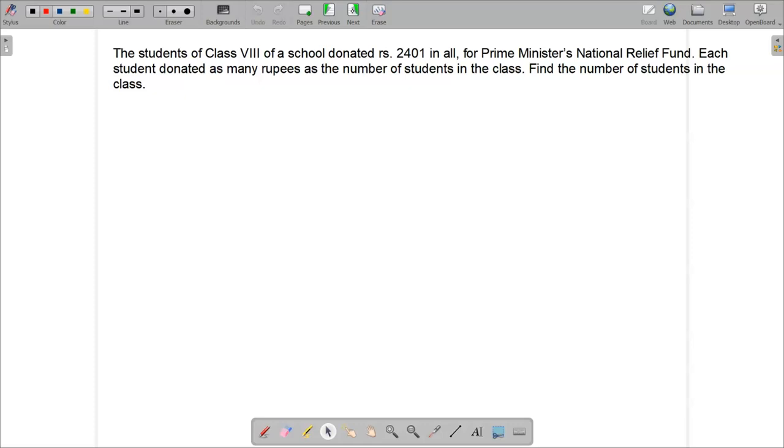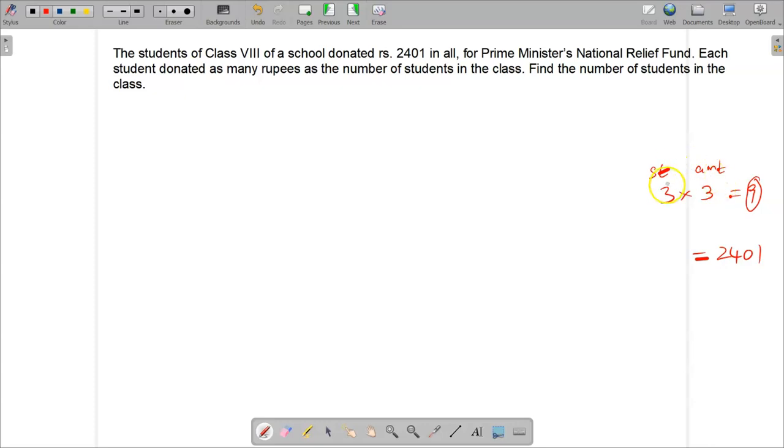So what they are saying is, for example, if there are 3 students in a class, each student is donating 3 rupees. So this is the student count, and this is the amount contributed by each student. I have 3 students, each contributing 3 rupees. So 3 into 3 is 9. In this way, we have to find the answer. Here the total amount has been given. It is not 9, it is 2401. So I need to find out the total number of students.